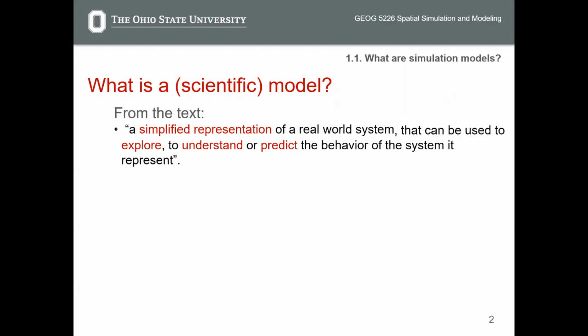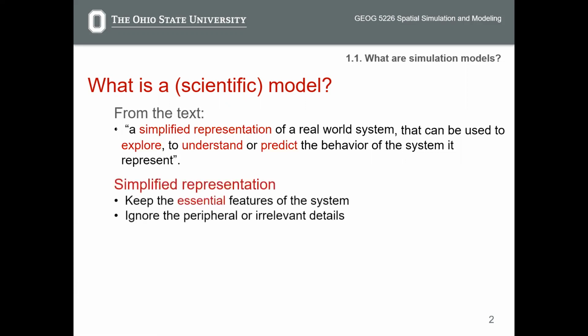It means that a model is not perfect and it should not be perfect. It's not necessary in most scenarios. What's the purpose of a model? You use a model to explore the system, to understand the system, or when you are using this model to address the relationship between different components of a system, you can use this model to predict the state of the system in future. Okay, that's the purpose of a model.